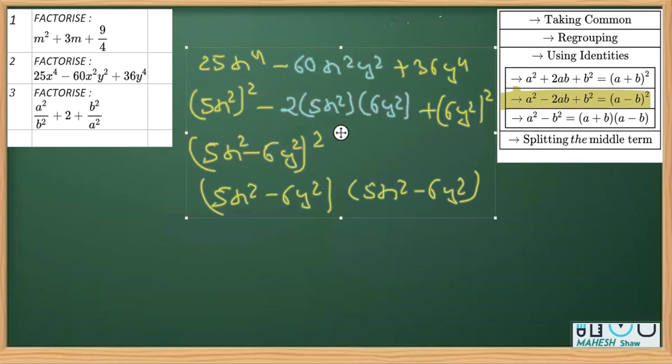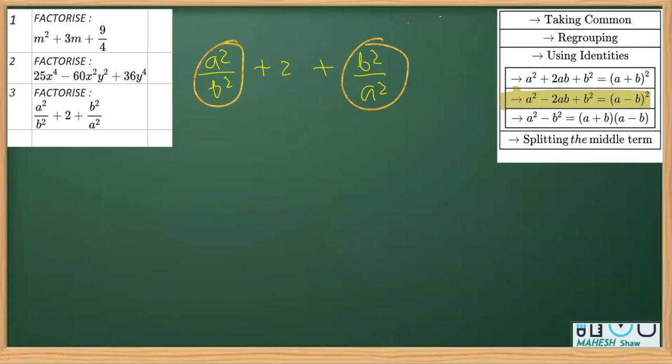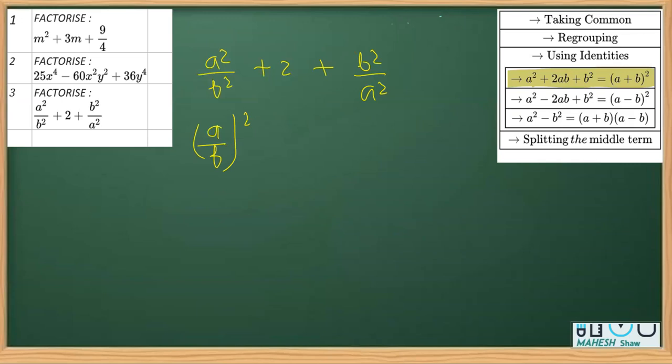Now coming to the third part. In this question we have a square over b square plus 2 plus b square over a square. Here too, you can see that there are two perfect squares, this being a perfect square and this being a perfect square. So this also can be solved by applying (a plus b) whole square. Now coming to the working part, I can write this as (a over b) whole square, and this as (b over a) whole square.